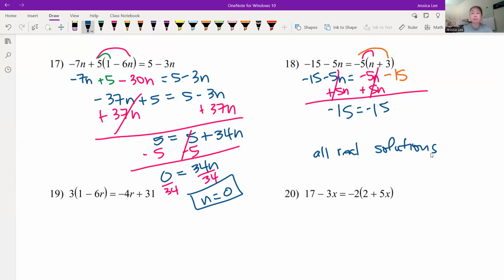The reason why we say real is because there's something called imaginary. You won't get to that in Algebra 1, but you'll see it in Algebra 2. So there are real numbers and imaginary numbers. We're looking at the real ones, so that's why we say they're all real numbers.